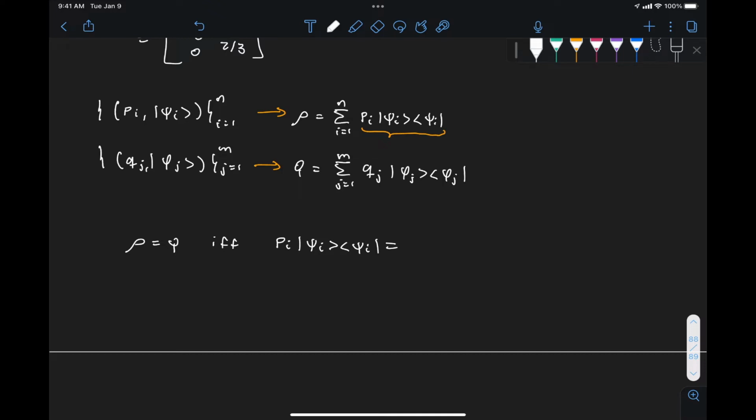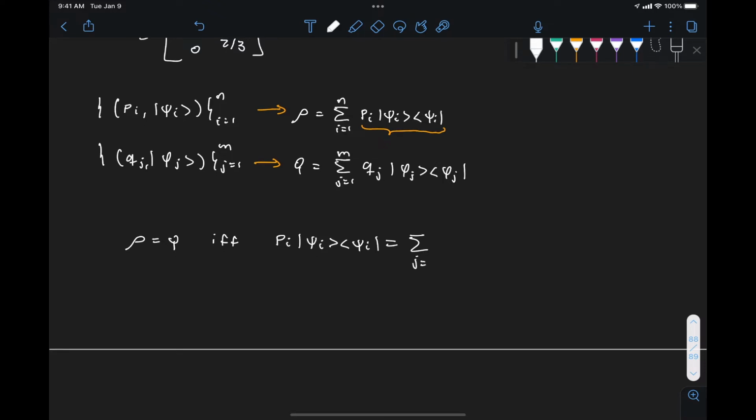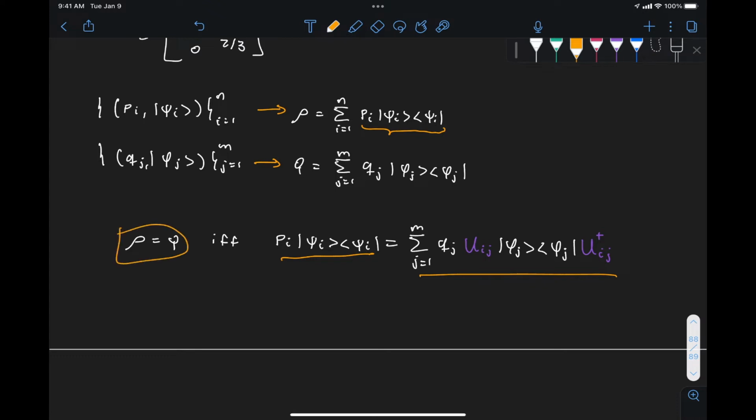So here we have each of these p sub i's |psi sub i><psi sub i| can be expressed as the sum of j going from 1 to m of q sub j times some unitary, let's denote it as u sub ij, of |phi sub j><phi sub j|. And then here we have to take the transpose conjugate because we're working with density matrices. So if we can say that each of these elements here can be expressed in this form, then we can guarantee that these two matrices are equal to each other.